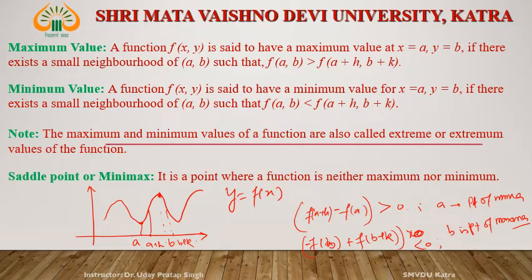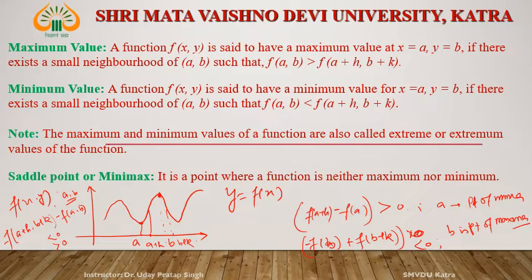Same concept we will apply for function of two variables. For example, for a function f(x,y), what is the point (a,b)? To check if this is maxima, minima, or saddle point, we have to check the value at its neighboring point, that is, the function value at (a+h, b+k) minus f(a,b). If this is less than 0, then (a,b) is a point of maxima. If it is greater than 0, then (a,b) is a point of minima. If neither less than 0 nor greater than 0, then it is a saddle point.